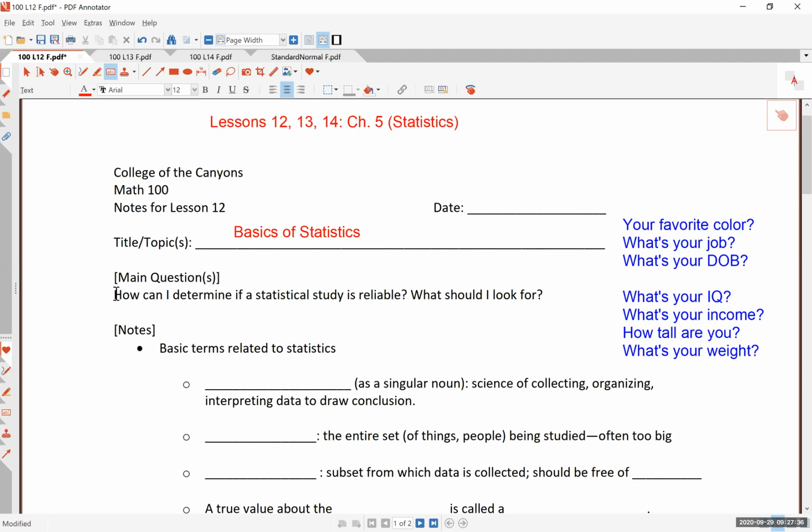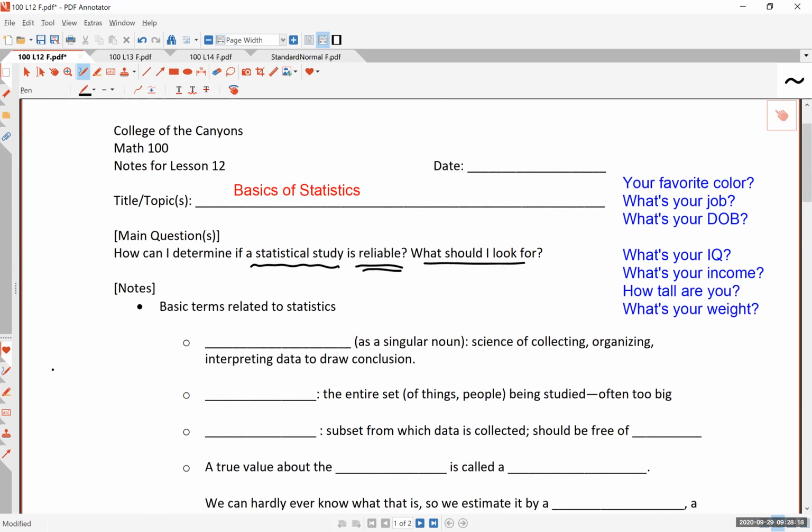The main question today is how can I determine if a statistical study is valid, makes sense, or is reliable? The key word here is reliable, because there are lots of statistics out there that may or may not be accurate. What should I look for when I read a statistical study? You have to have a critical mind and read things critically, because people try to convince you of all sorts of things. How can you be discerning when you read a statistical study? That really is a key topic, maybe the goal, of these three lessons.